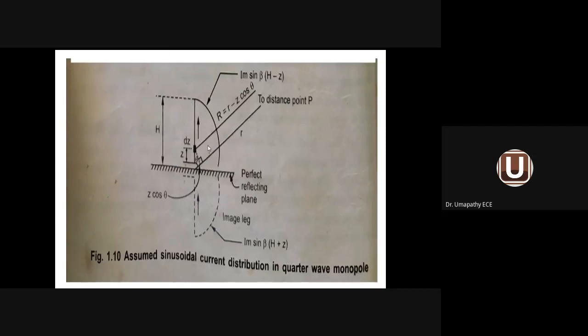And this one is the monopole. This is the ground. Ground is the reflecting surface. This one is the monopole. That is one dipole element. But one of the poles of the dipole is called monopole.